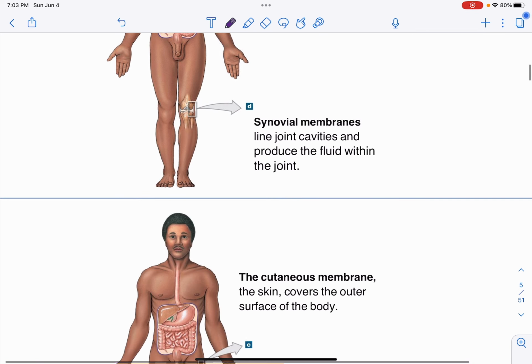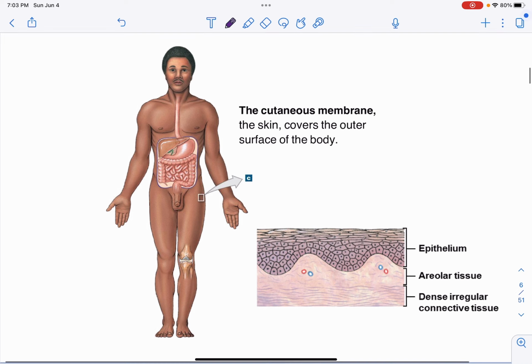And then finally, the last type of membrane, which is going to be the subject of the remaining part of the lecture, is called a cutaneous membrane. All right, and this is skin. Another word for skin is integument. The integumentary system consists of skin and hair and glands, and that is what we are going to be discussing in this lecture series.